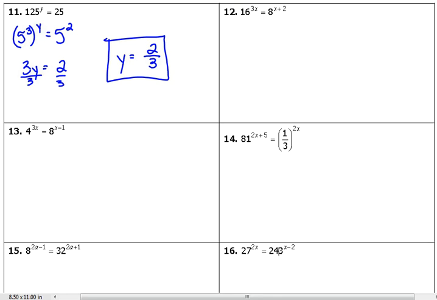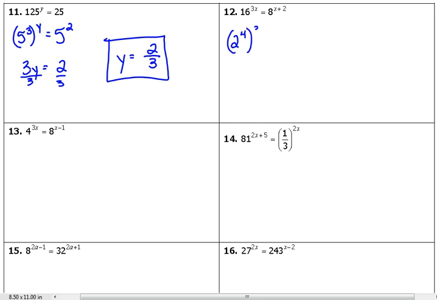Okay, number 12, we have 16 to the 3x is equal to 8 to the x plus 2. Now be very careful with this one, because 8 and 16 are very closely related, right? 8 times 2 is 16, but that's not what we're looking for. We're looking for an exponential relationship. So we need to write 16 and 8 so they have the same base. What base is that going to be? Base of 2, okay? Yes, 16 is also 4 squared, but we can't write 8 so that it's a power of 4. So both of these have to be 2.